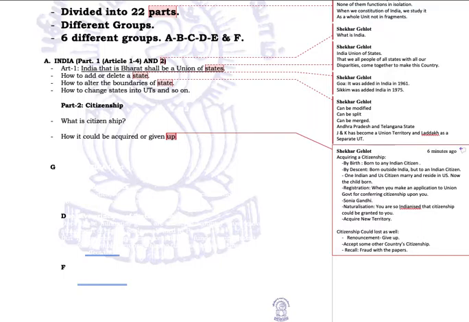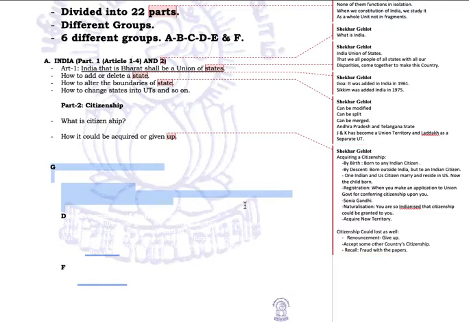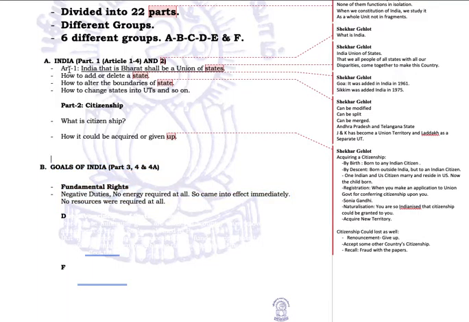Now we proceed to our Group B, Goals of India. First, our Group A was what is India. Now when we know what India is and what its composition is, now we go to the goals of India.